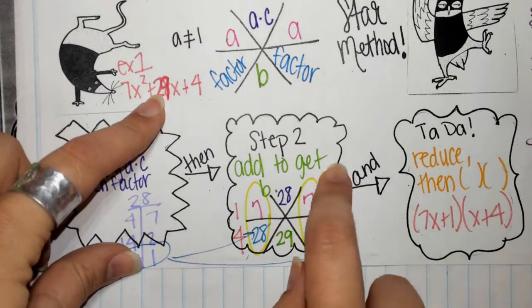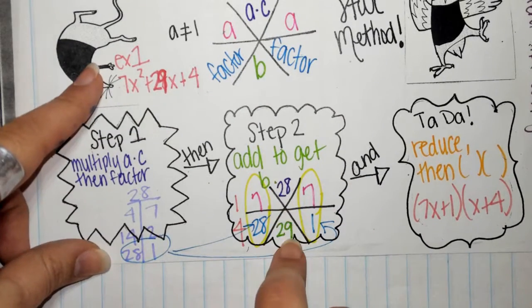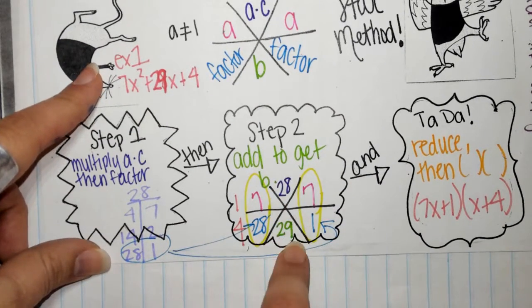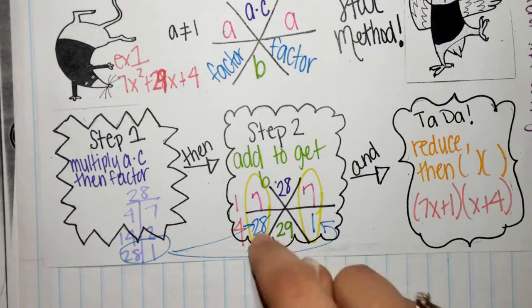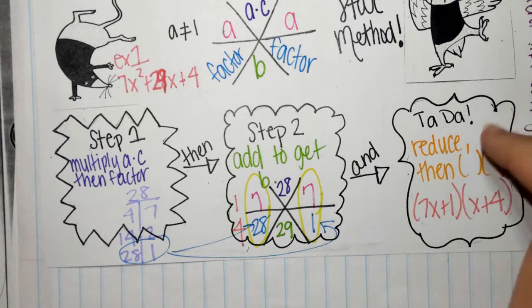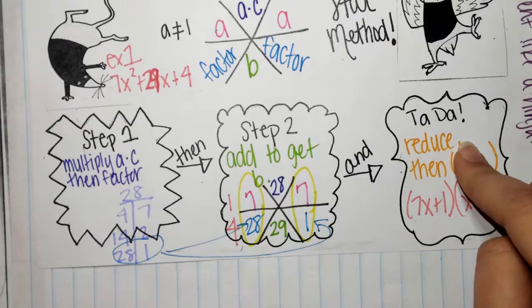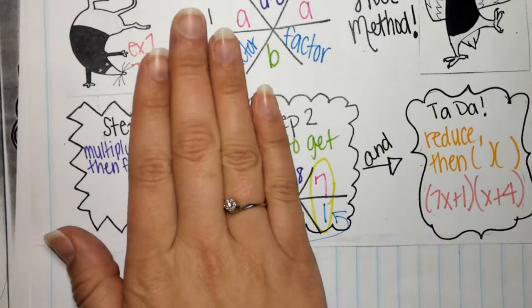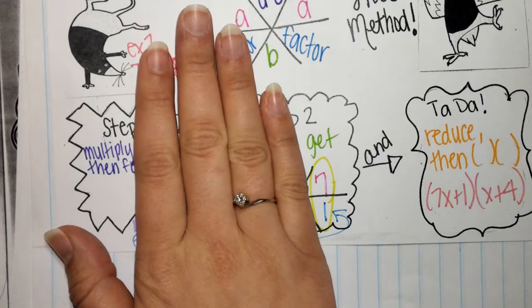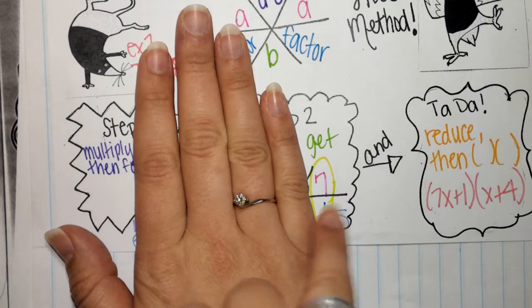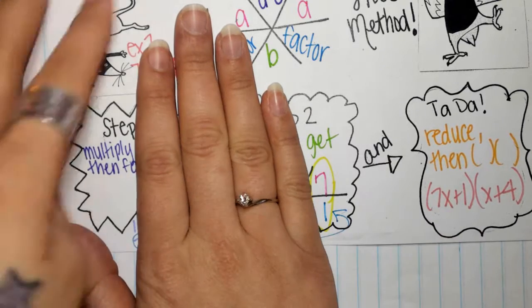So step 2 was add to get B. So what two numbers did we get, multiplied to get 28 and added to get 29? 21. Look at us go. Alright, step 3 was to reduce our fraction. So, this was our first fraction. Could that guy reduce? No, so we wrote it in our parentheses.